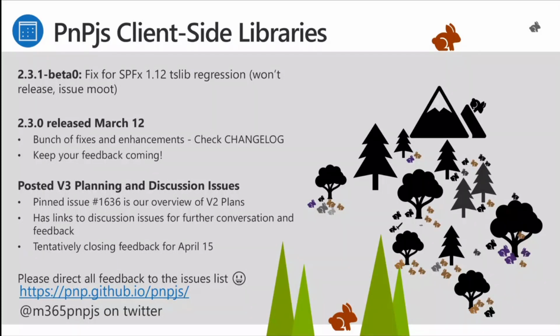We are tentatively going to close feedback on those for April 15th. Obviously, if some conversations really get rolling and there's a good discussion going, we won't do that. But as of now, it looks like we'll probably close the feedback loop around April 15th. And so then also follow us, M365 PnPjs on Twitter. And that's all I have for today.